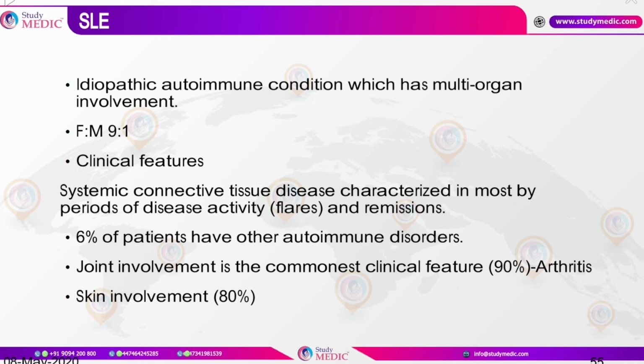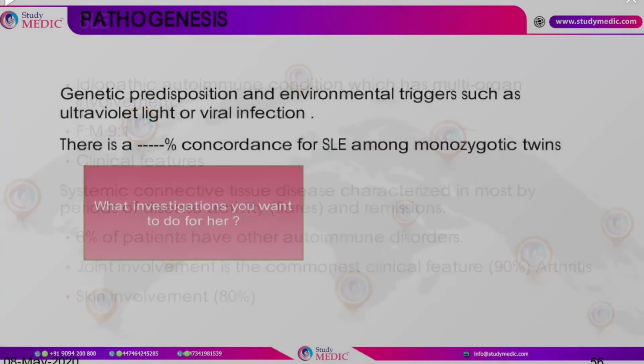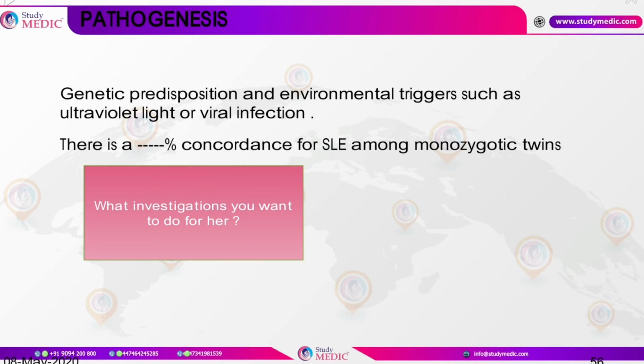6% of the patients have other autoimmune conditions too. Joint involvement is the most common clinical feature, seen in 90% of cases, called arthritis. Skin involvement is seen in about 80% of the patients. Genetic predisposition and environmental triggers such as ultraviolet light and viral infections can trigger this condition. 25% concordance for SLE will be seen among monozygotic twins.